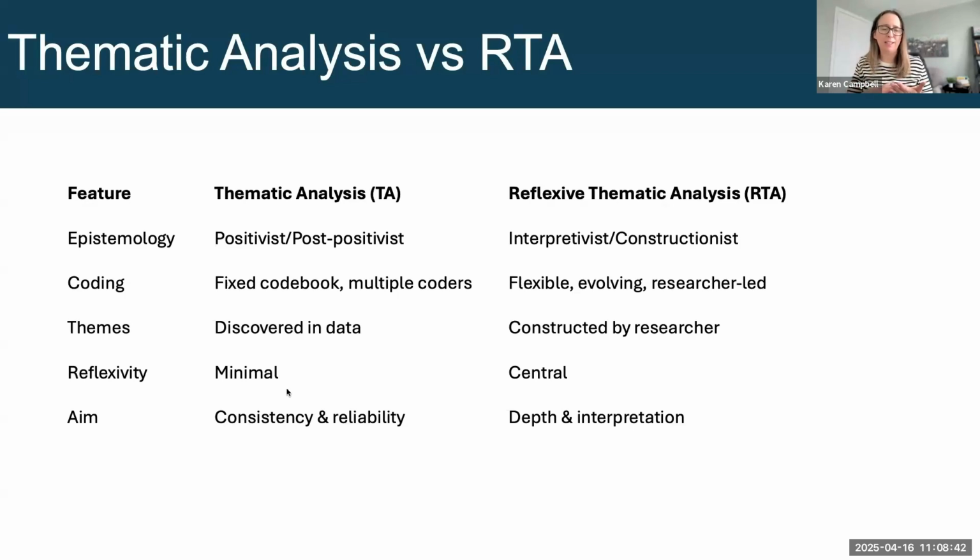Reflexivity is minimal but important in thematic analysis, and it really is central in reflexive thematic analysis. They put it right in the name just for that. And the aim for thematic analysis is essentially to be consistent, to be reliable, whereas we're looking for depth and interpretation in RTA.